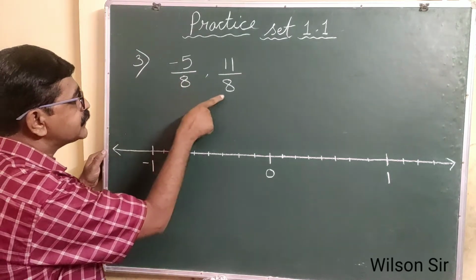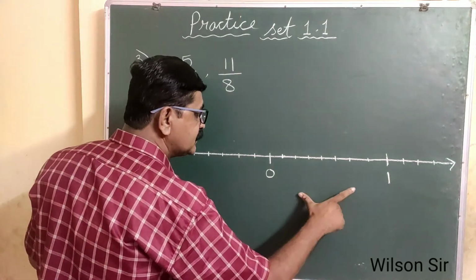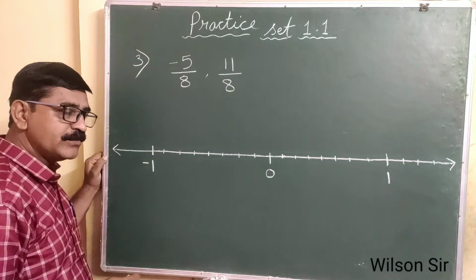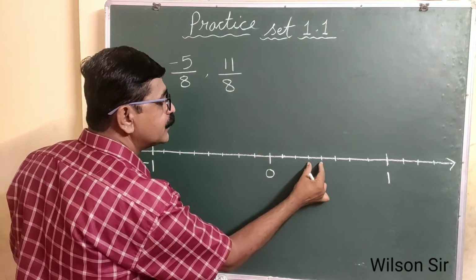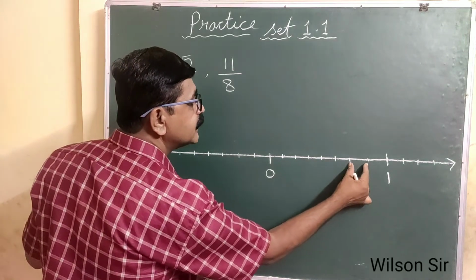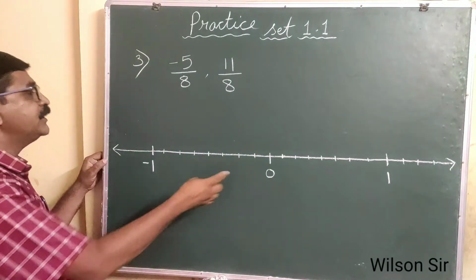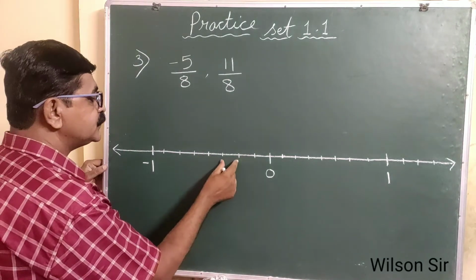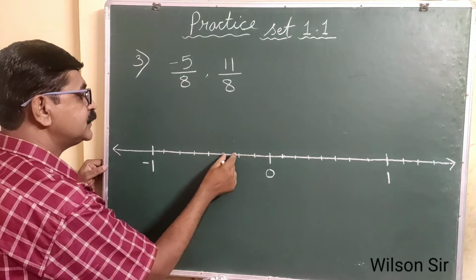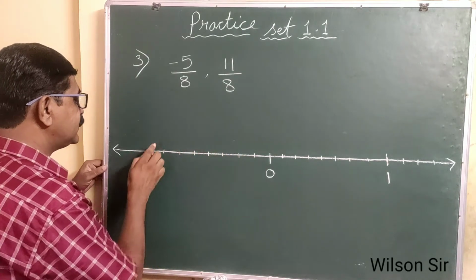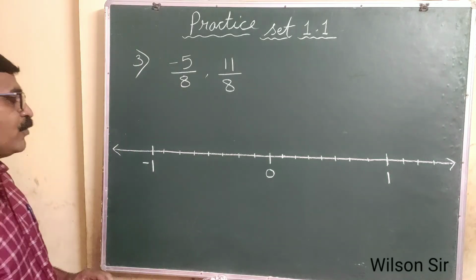Now as the denominator is 8, we have to divide from 0 to 1 this unit into 8 equal parts. So it's here 1, 2, 3, 4, 5, 6, 7, and this is 8 parts. So 8th part will be the one number. Here also you have divided into 8 parts. Okay. Now first number we'll see minus 5 upon 8.